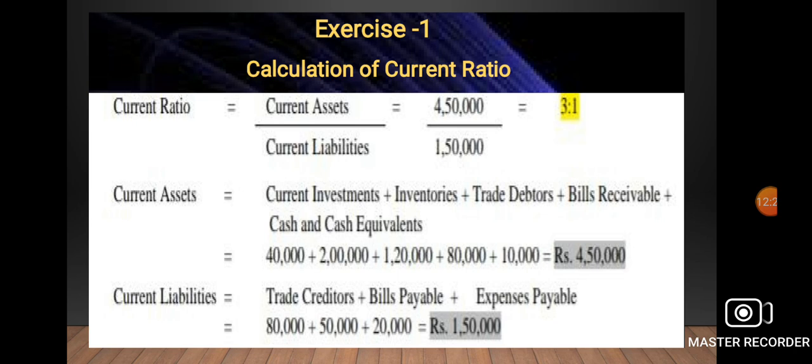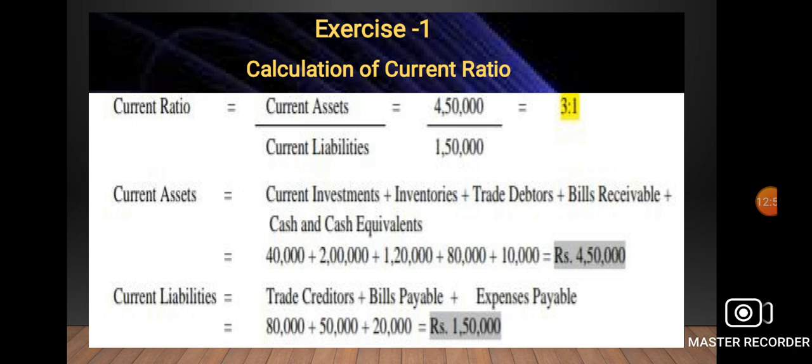First, we know the meaning of current ratio. Current ratio gives the proportion of current assets to current liabilities of a business concern. It is computed by dividing current assets by current liabilities. Current ratio indicates the ability of an entity to meet its current liabilities as and when they are due for payment. It is calculated as follows: current ratio equals current assets divided by current liabilities.